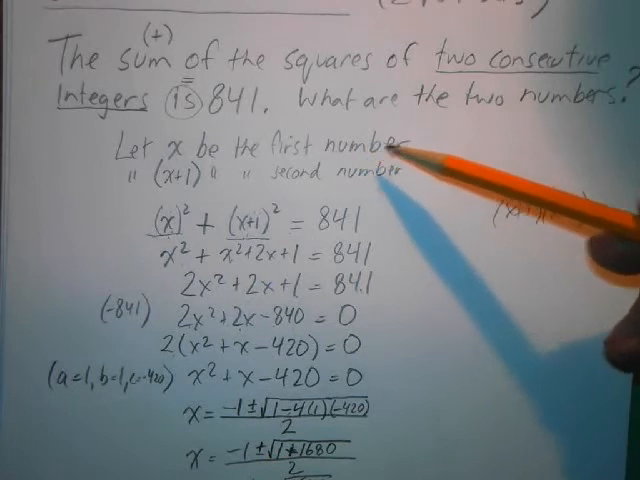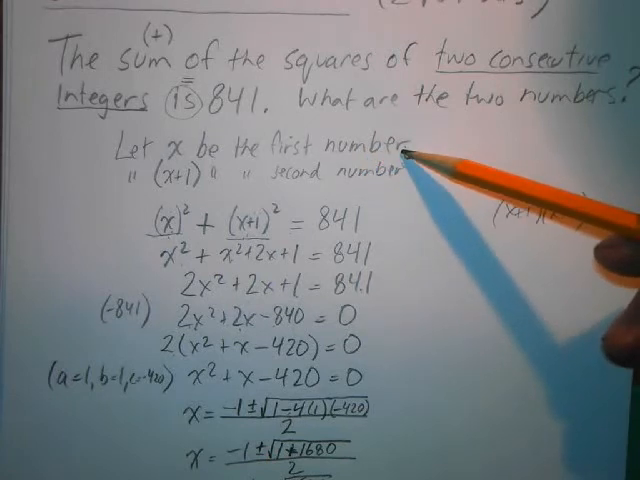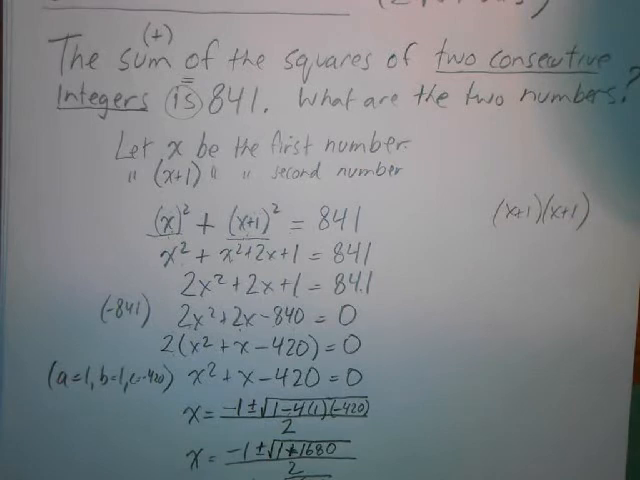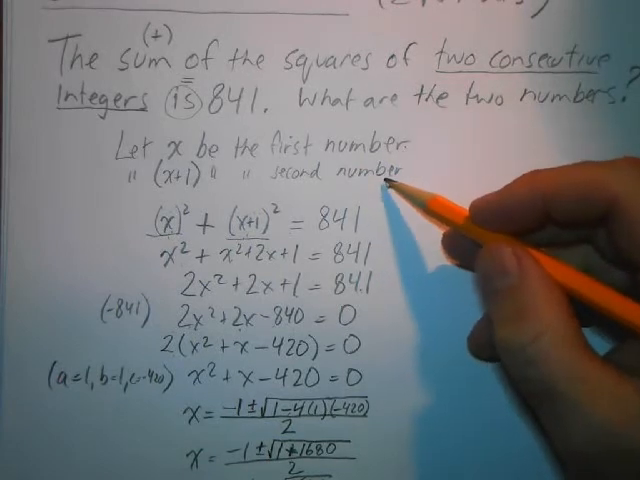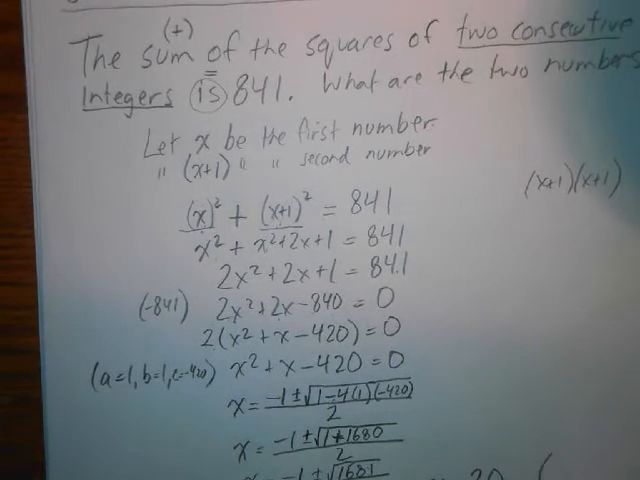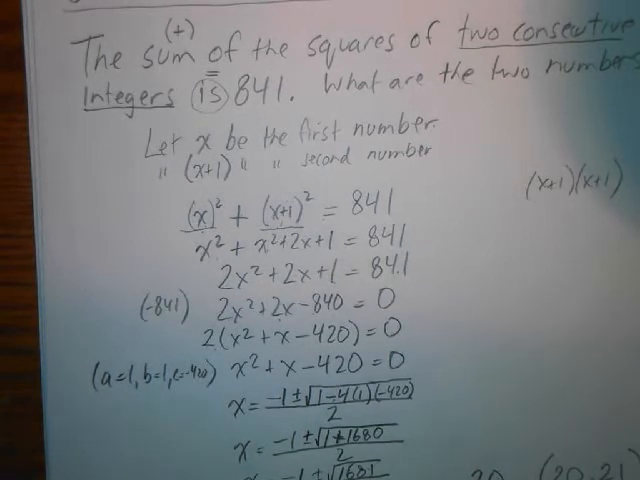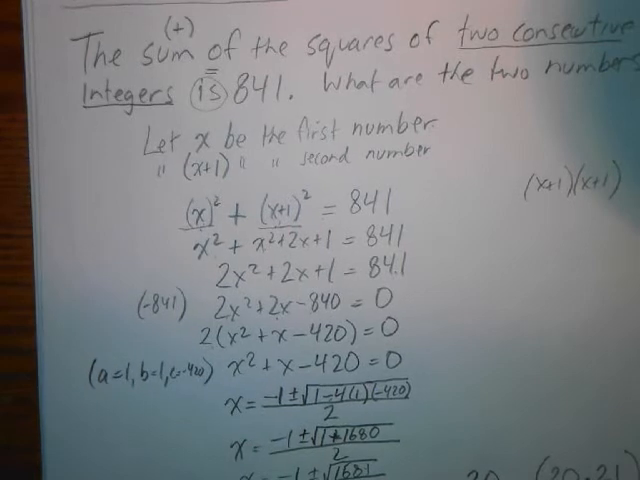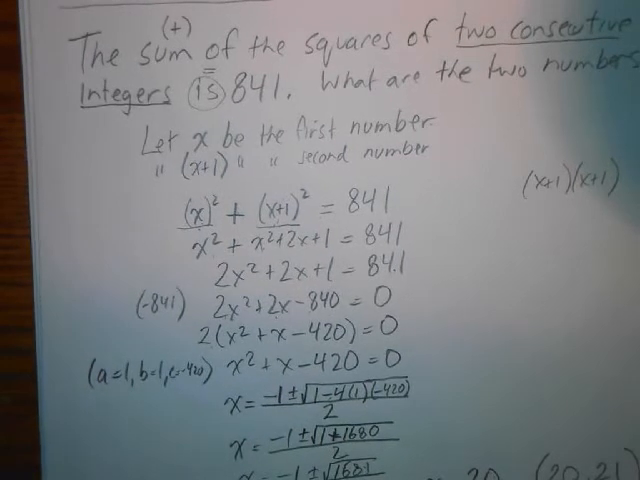In this case, we said it's the lower of the 2. So if x is 20, what's the second number? Well, if the lower number is 20 and the other number is 1 more, that means the second number is 21. And that makes sense. If you actually square each of these and add them together, you will get 841.